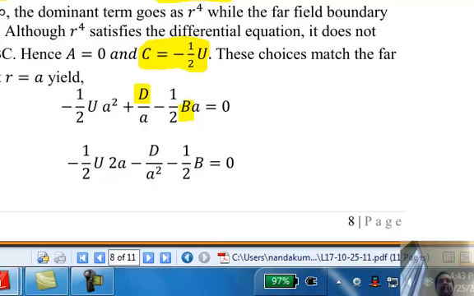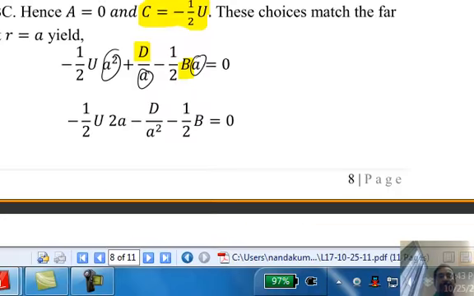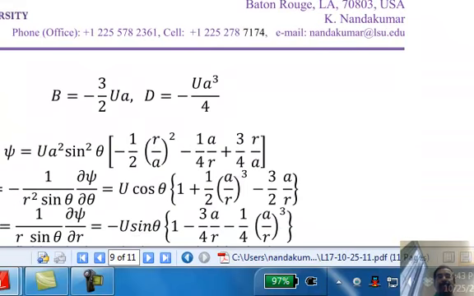Again, a lot of algebra. So you need to take the derivative of this with respect to r and then put r equal to a. Wherever you have r, put r equal to a. Okay, that's how you get a squared, a, and a. So you get 2 equations and 2 unknowns, b and d. You solve for them simultaneously. And those constants turn out to be this.